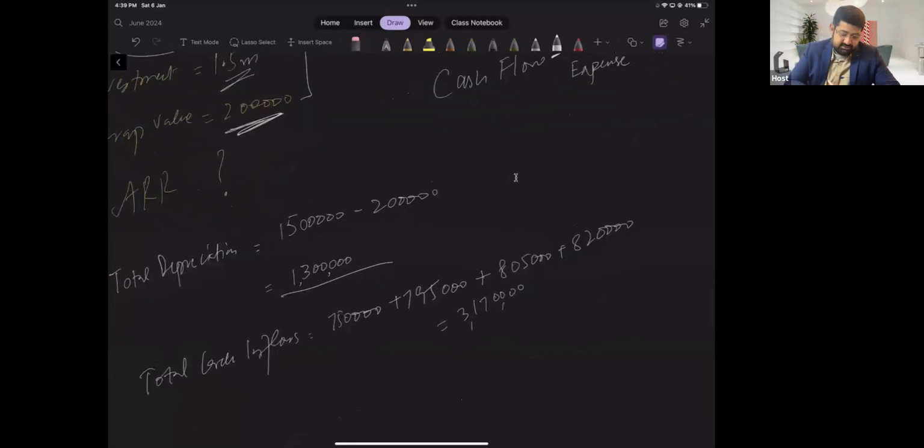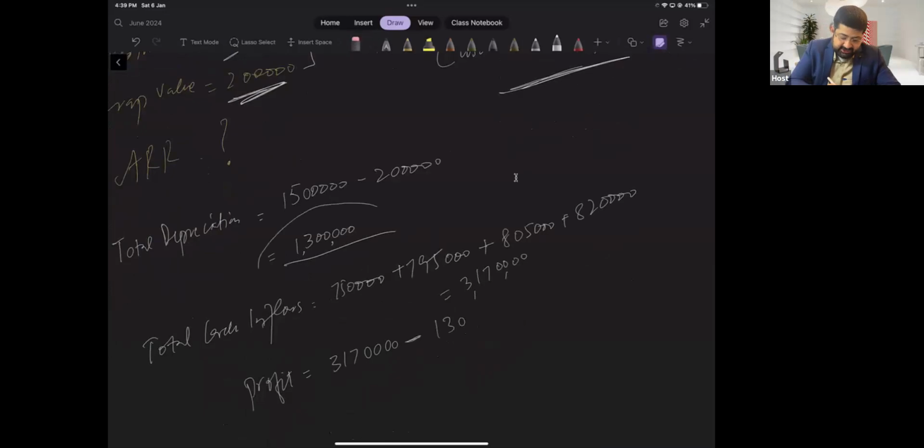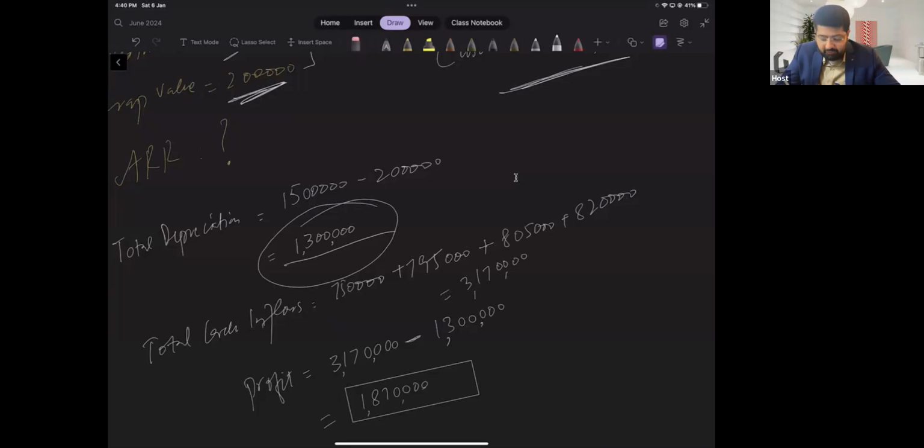Now we need profit. So we know that profit is equal to cash inflows minus non-cash expense. Depreciation is non-cash. Give me the answer. $1.87 million. Total profit.